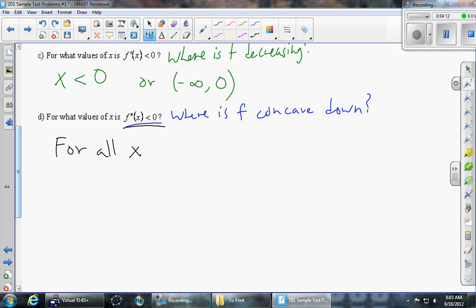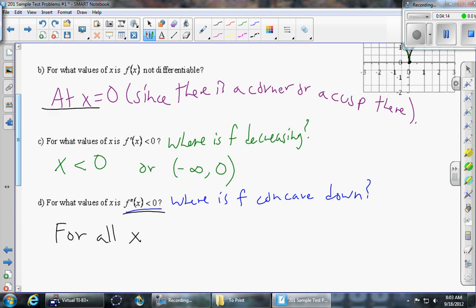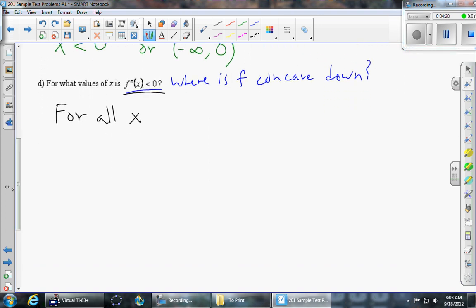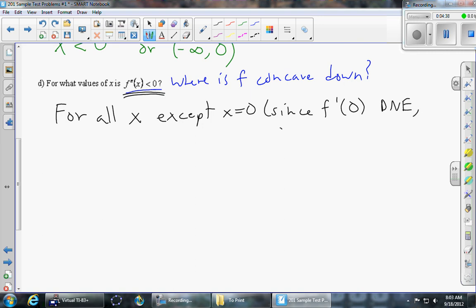But at x equals 0, we've already established that the derivative doesn't even exist. So if the first derivative doesn't exist at x equals 0, then certainly the second derivative doesn't exist at x equals 0. So it can't be negative. So we'll say for all x except x equals 0. Since f prime of 0 does not exist, f double prime of 0 also does not exist.